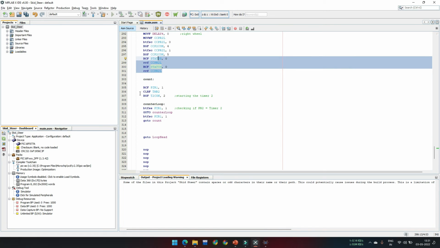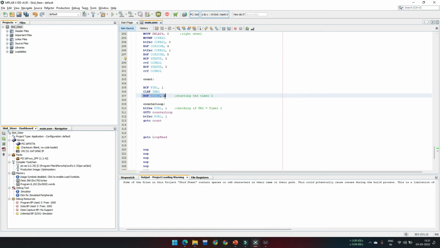Then we are starting our Timer 2 and using a loop we are checking if PR2, that is 160, the value we have put in PR2, equals the Timer 2 value. If that happens, then we again go to the loop and start the timer again from 0. In this way our PWM signals are generated.